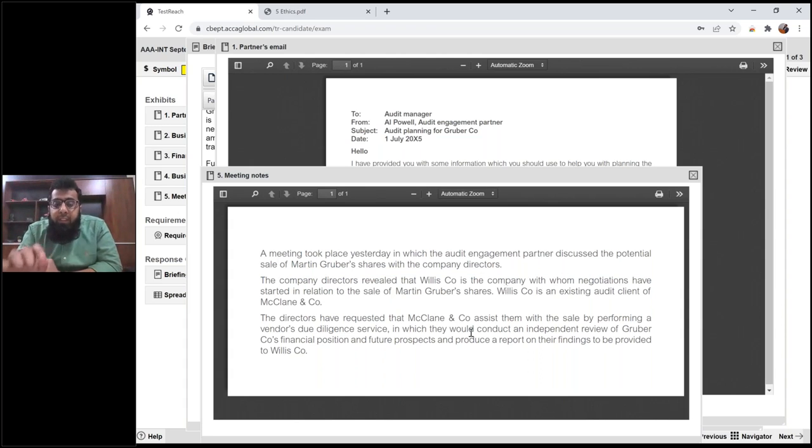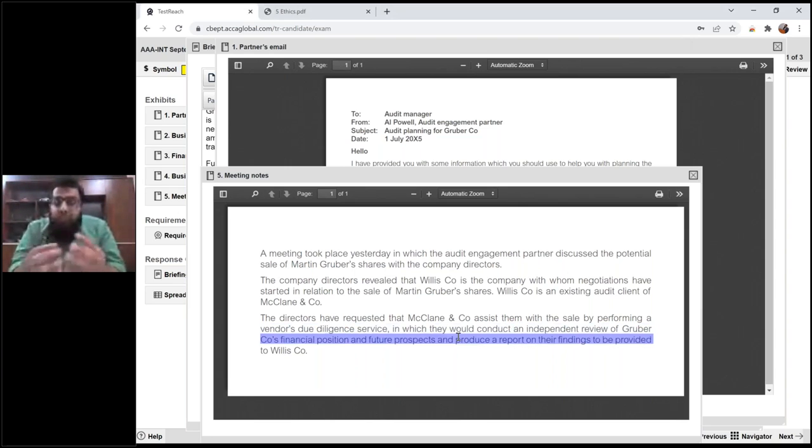The directors have requested that McLean and Company assist them with the sale by performing a vendor's due diligence service in which they would conduct an independent review of Gruber Company's financial position and future prospects and produce a report on their findings to be provided to Willis Company. Now, this is the situation.